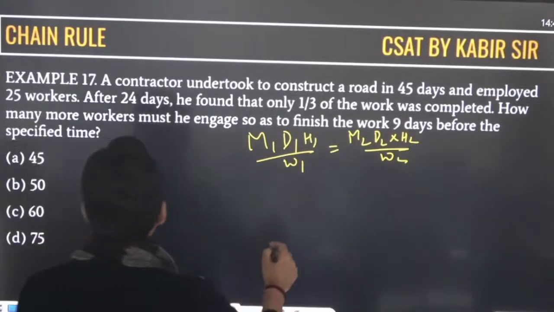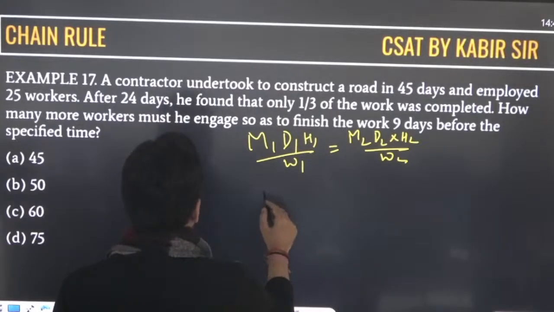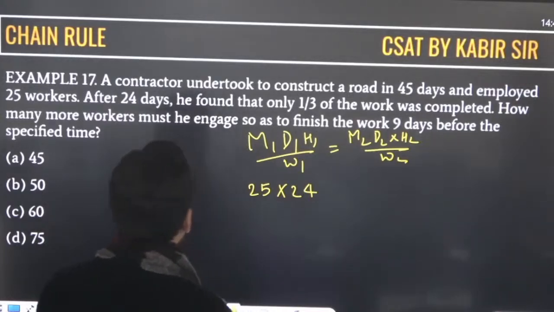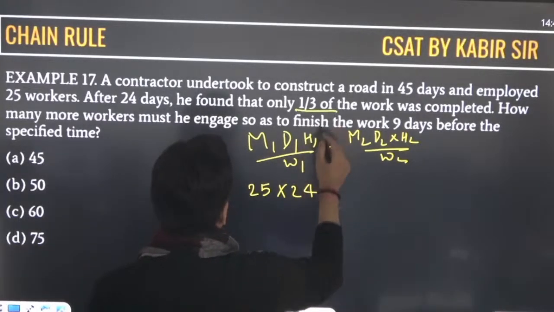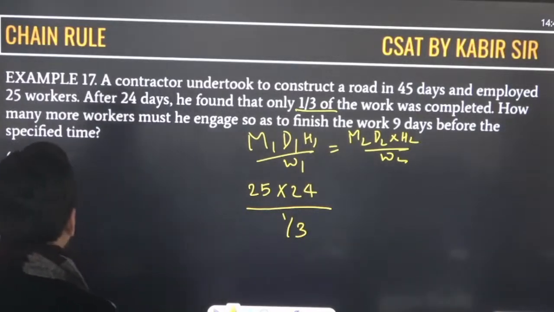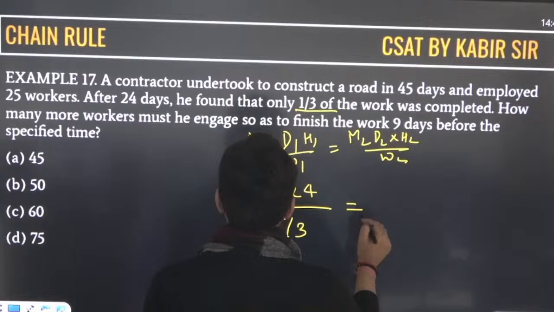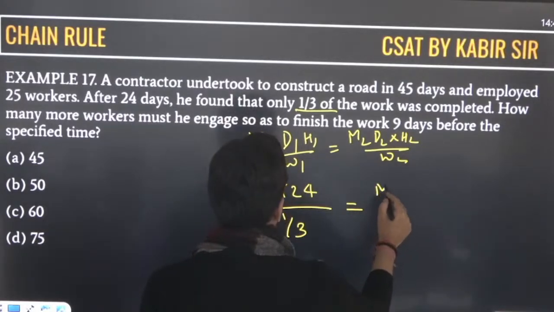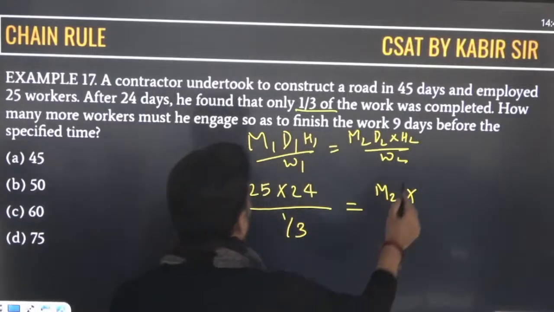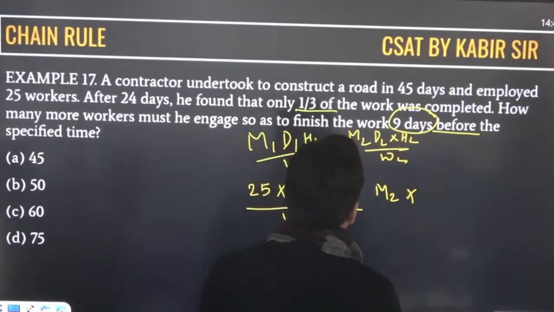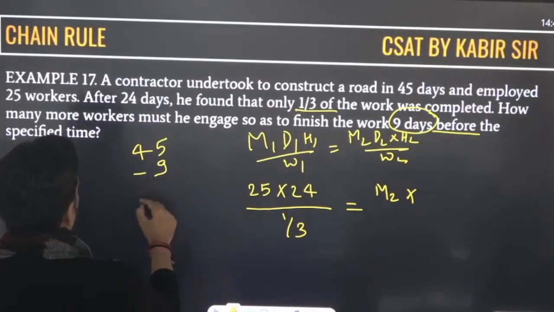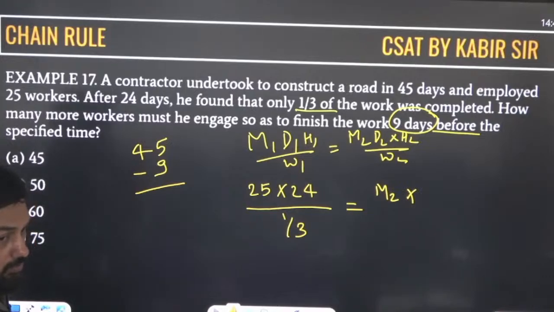Now initially, how many workers? 25 workers. They work 24 days. And how much work they completed? 1/3. So how many more workers must he engage? Right, workers they are asking. He has to finish the work 9 days before. 45 days was the last date, so 9 days less.